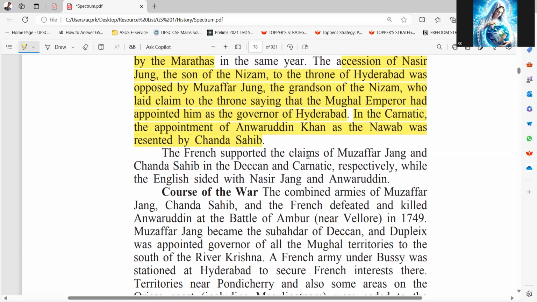The French supported the claims of Muzaffar Jung and Chanda Sahib in the Deccan and Carnatic respectively, while the English sided with Nasir Jung and Anwaruddin.